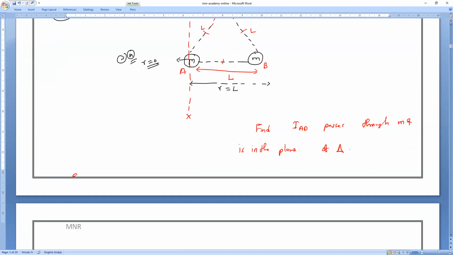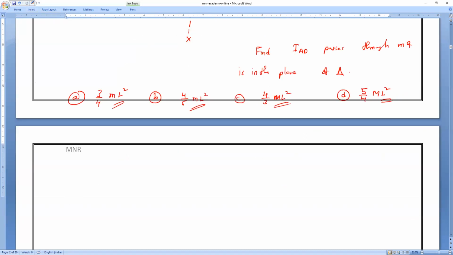Option A, 3/4 ml². Option B, 4/5 ml². Option C, 4/3 ml². Option D, 5/4 ml². So these are the four different options. Now let me see how you can solve. All of you observe first. Let me take the moment of inertia along the axis of rotation. Three points are there. So what is the moment of inertia along the axis of rotation?